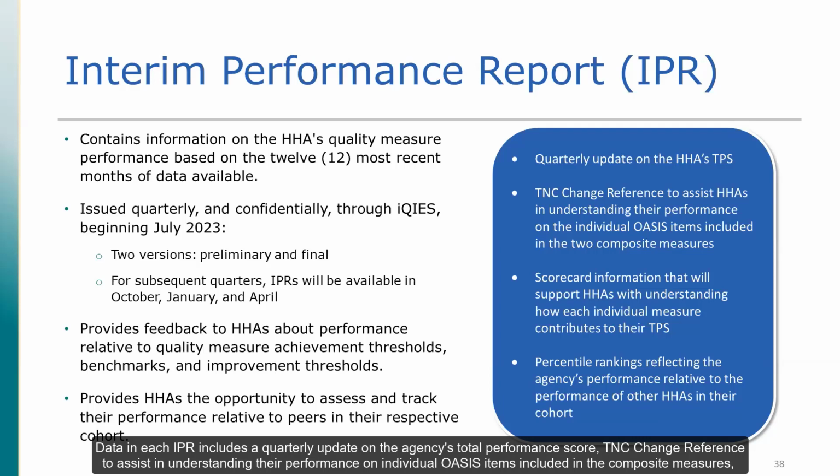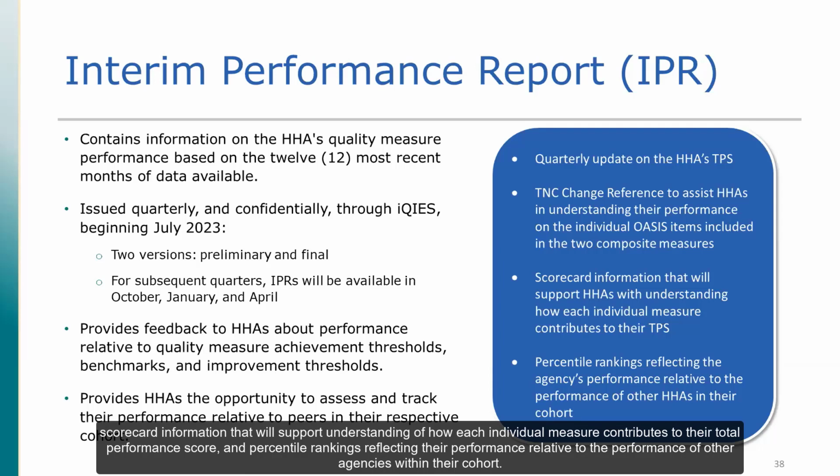Data in each IPR includes a quarterly update on the agency's total performance score, a change reference to assist in understanding the performance on individual OASIS items included in the composite measures, scorecard information that will support understanding of how each individual measure contributes to their total performance score, and percentile rankings reflecting their performance relative to the performance of other agencies within their cohort.